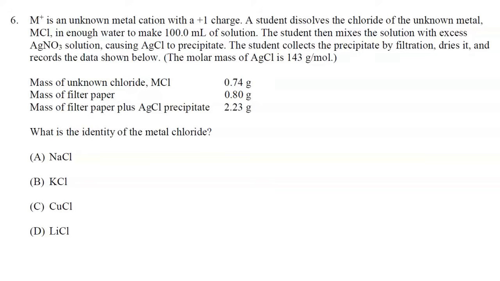Question 6. M+ is an unknown metal cation with a +1 charge. A student dissolves the chloride of the unknown metal, MCl, in enough water to make 100.0 milliliters of solution. So we have a solution of MCl dissolved in water. And I'm just showing a flask with a solution, and inside that solution you can see there are ions of M+ and Cl-. The question goes on to say that the student then mixes the solution with excess silver nitrate, and again silver nitrate AgNO3, causing silver chloride, AgCl, to precipitate.